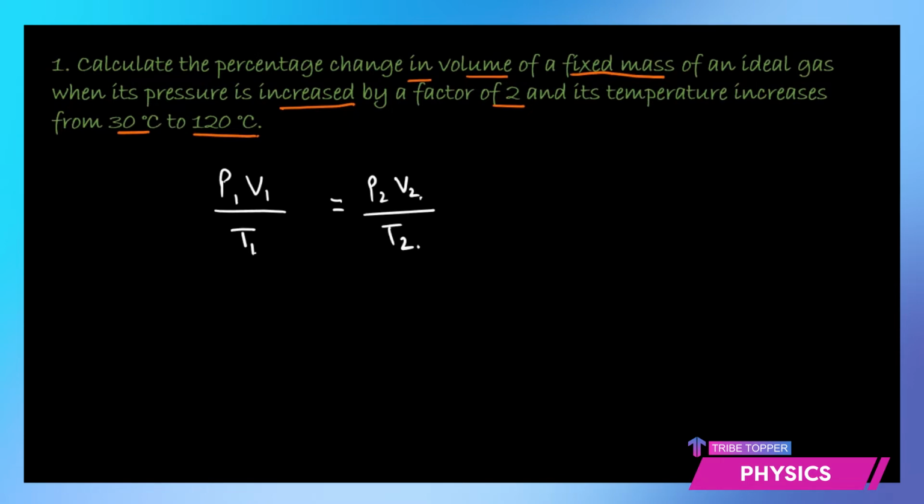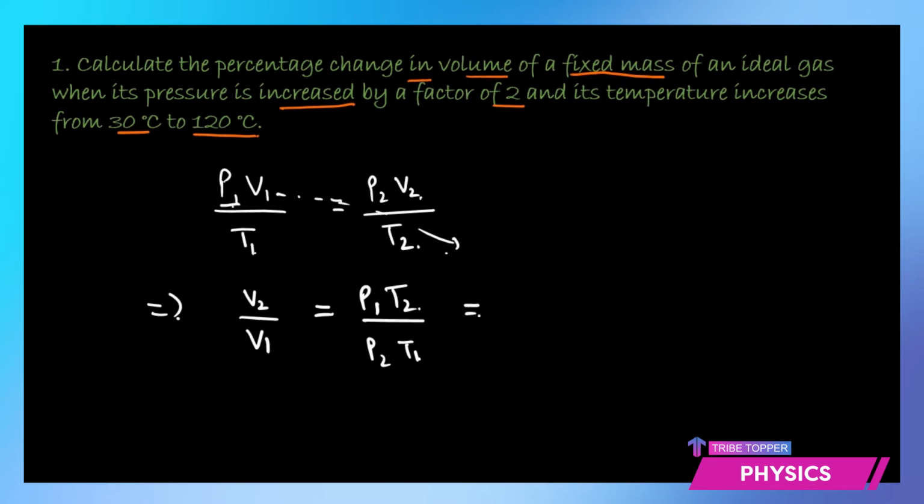Now they want us to find the percentage change in volume. So we have to figure out the ratio V2 by V1. So let's take this V1 to this side and bring the rest all on the left side, so V2 by V1 is equal to P1 multiplied by T2 over P2 times T1. So the rest all four are known to us.